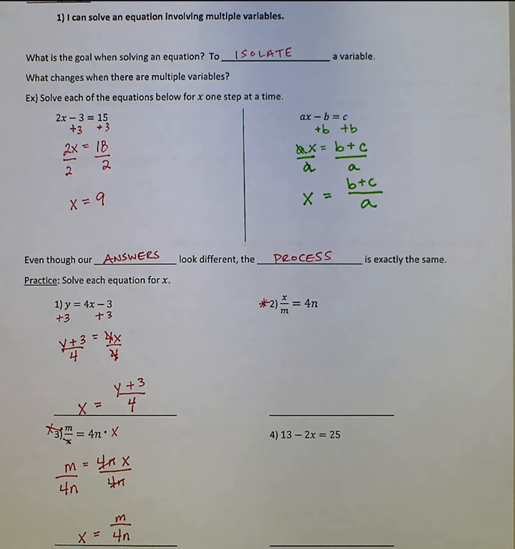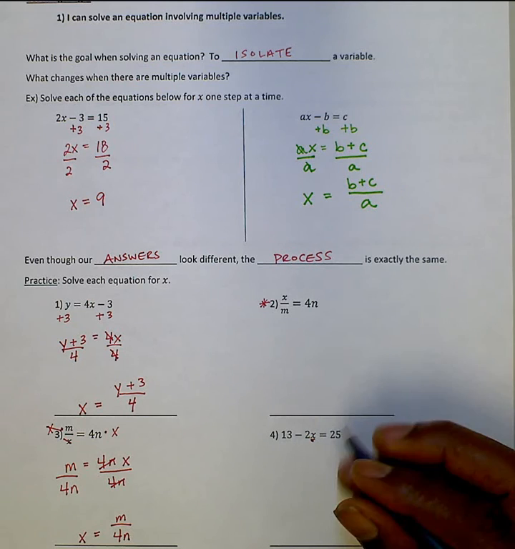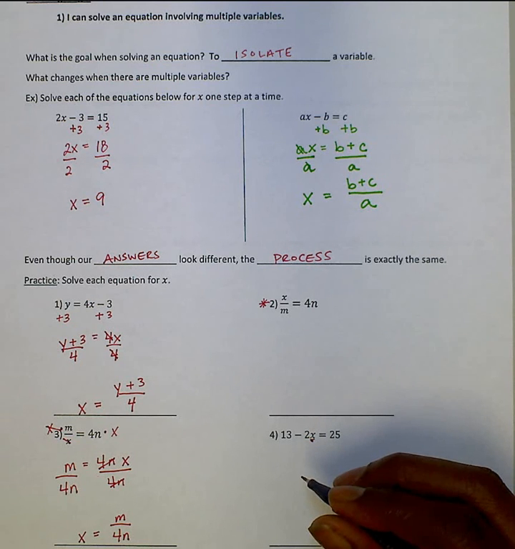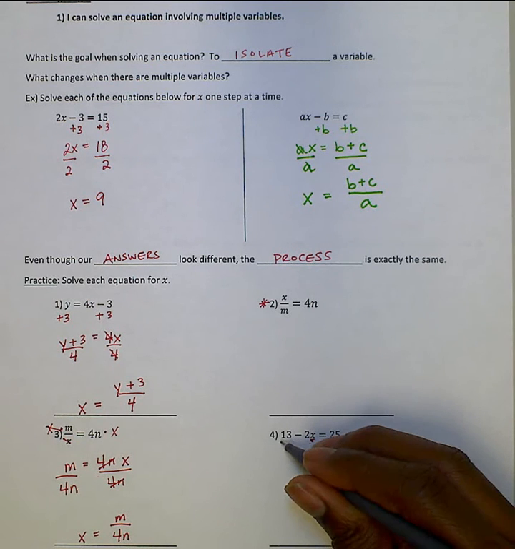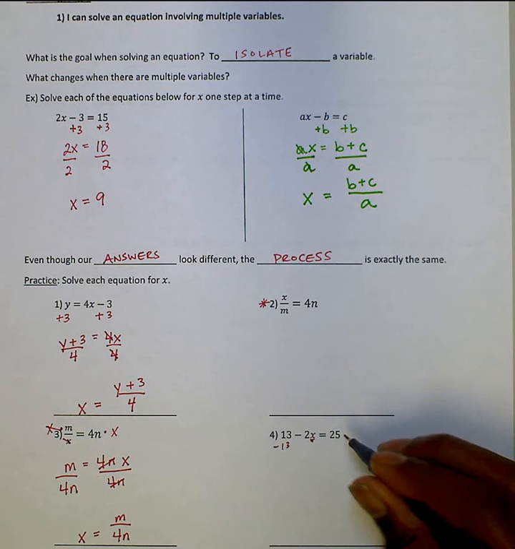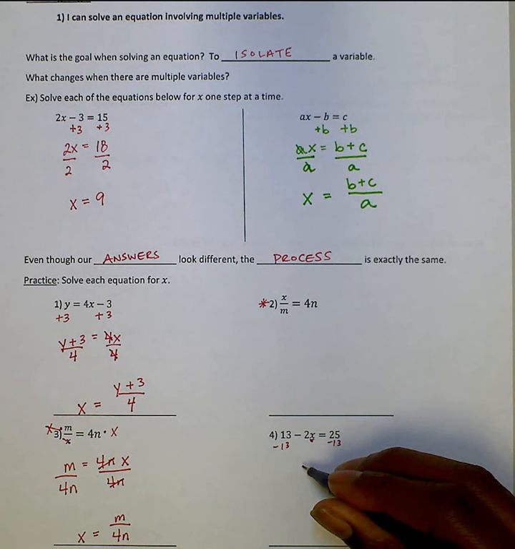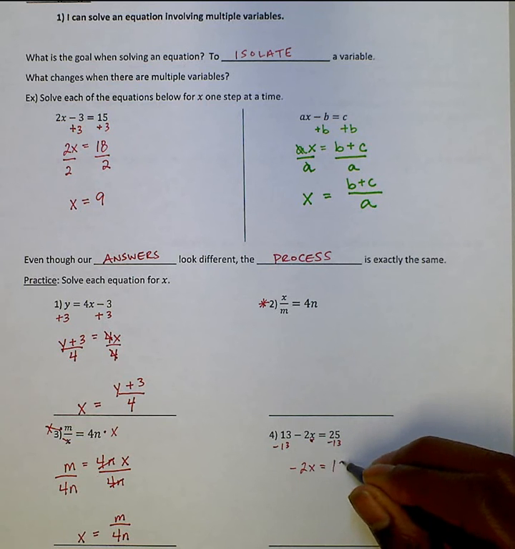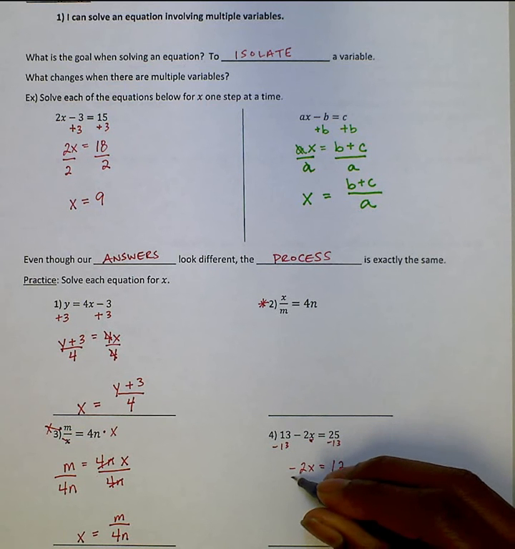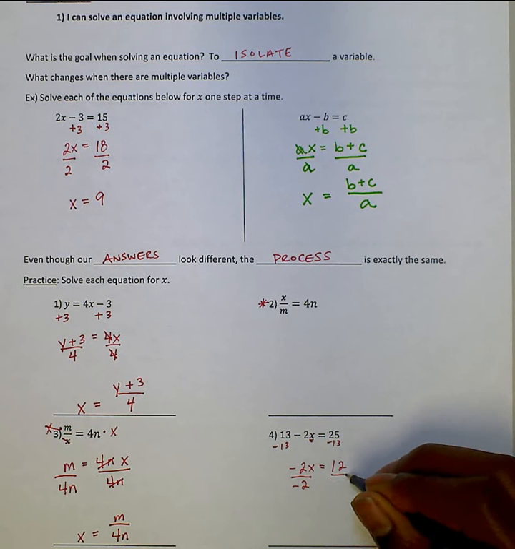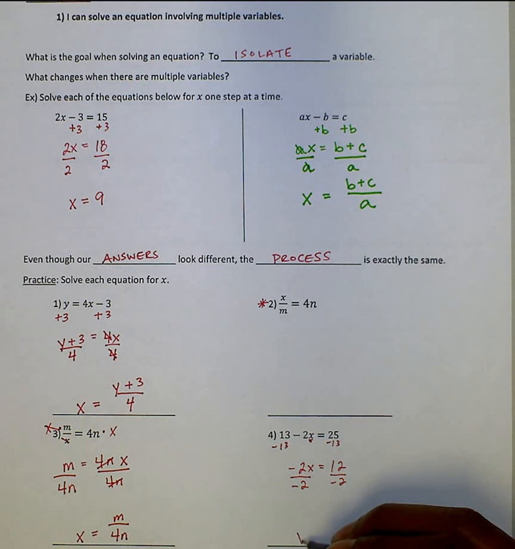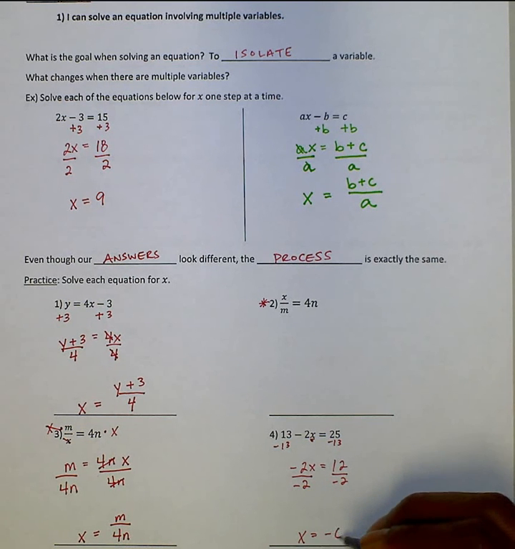Alright. Number 4, we have 13 minus 2x equals 25. Okay, so again, I'm trying to get x by itself. I'm going to ask myself what's stopping it from being by itself. Well, this 13. So I'm going to get rid of it by subtracting 13 on both sides. When I do that, I'm left with negative 2x equals 12. I'll then divide by negative 2. And so then I have my answer as x equals negative 6.